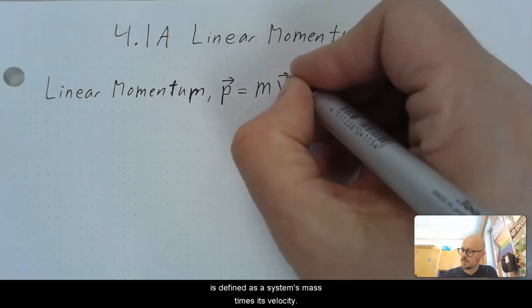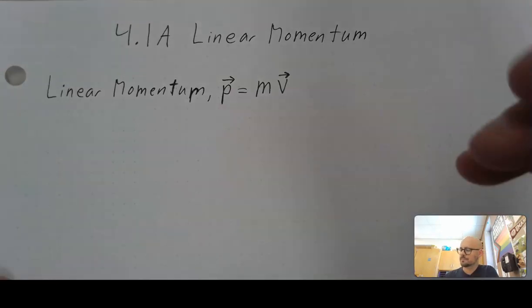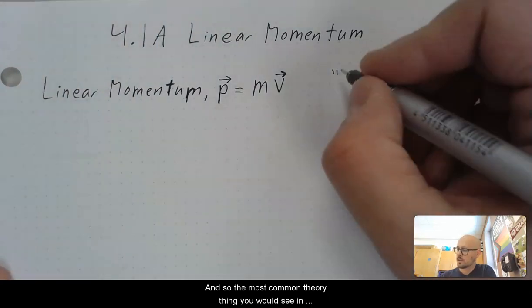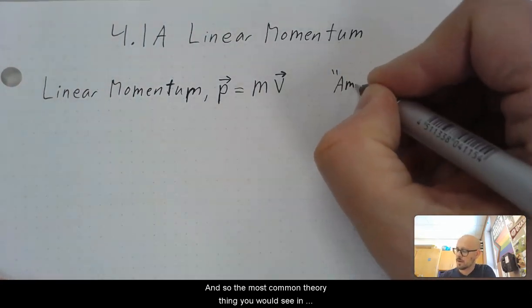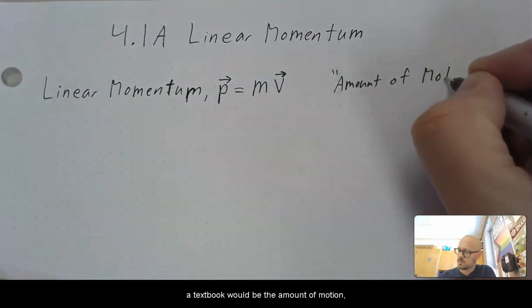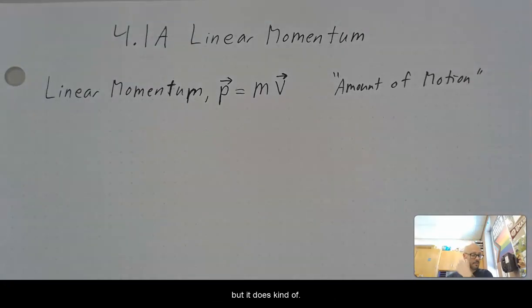its velocity. So, momentum is defined by an equation. It is very poorly defined by words. And so, the most common thing you would see in a textbook would be the amount of motion. Doesn't mean a heck of a lot, but you can kind of paint a picture.